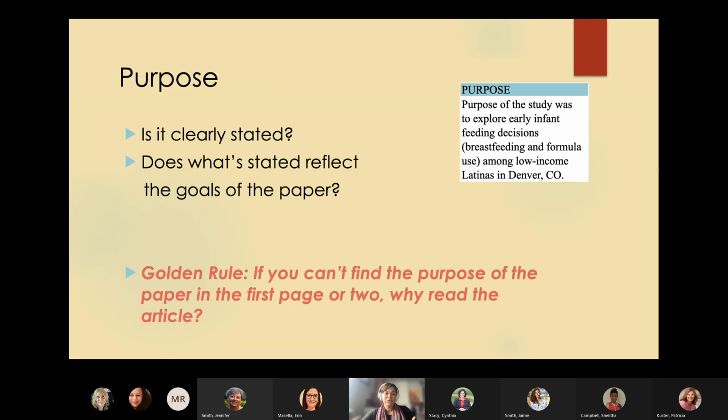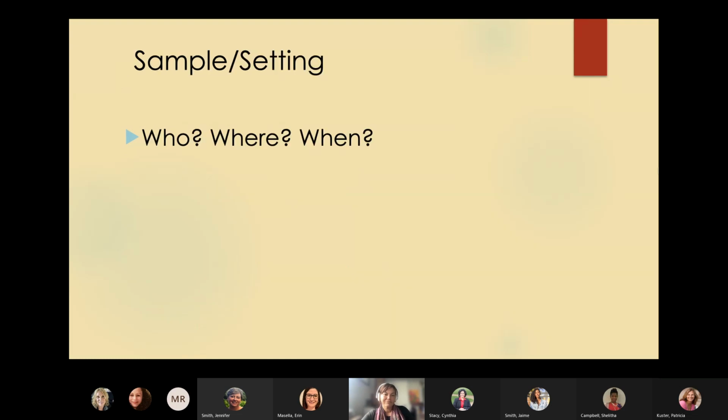So basically, my golden rule is if you can't find the purpose of the paper in the first page or two, don't read the article. Because if the authors aren't really clear about what they were trying to do, then you shouldn't waste your time trying to understand their process. And it should be very clear. It should be like, the purpose of this study was XYZ. And so in this case, it's written out very clearly. It tells me that they were looking at feeding decisions among a specific population.